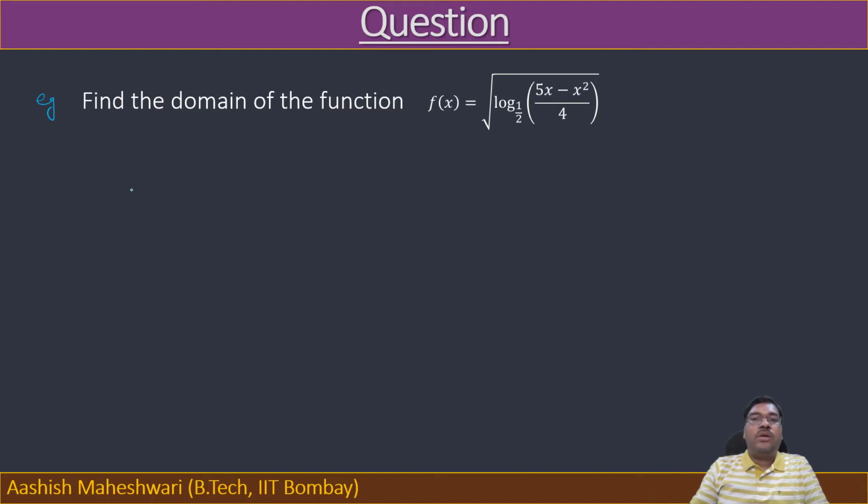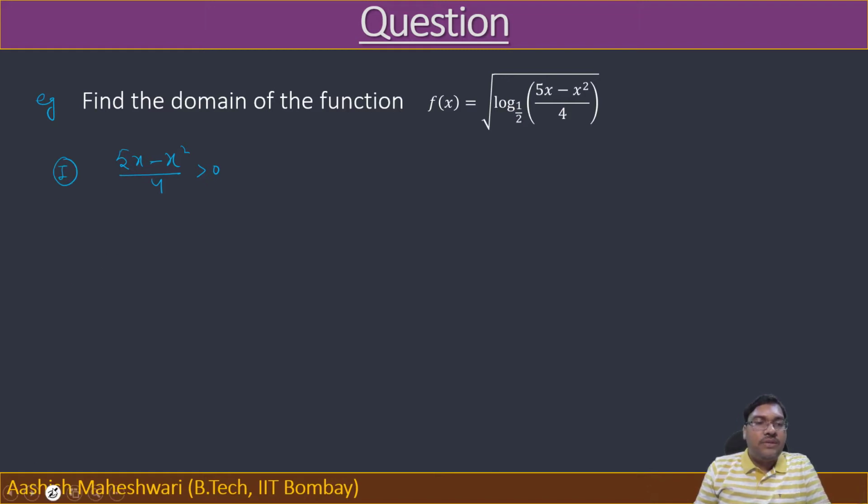Okay, so now see, for the first thing you can see this log will be defined when this quantity, that bracket, should be positive. So you can say 5x minus x square divided by 4 should be greater than 0. This is for defining this log. Okay, so this is the first condition. I'll solve all the conditions together.